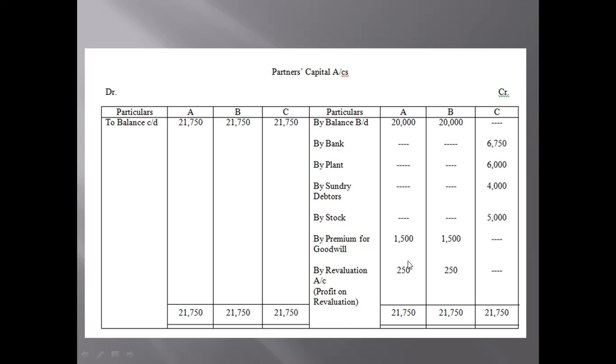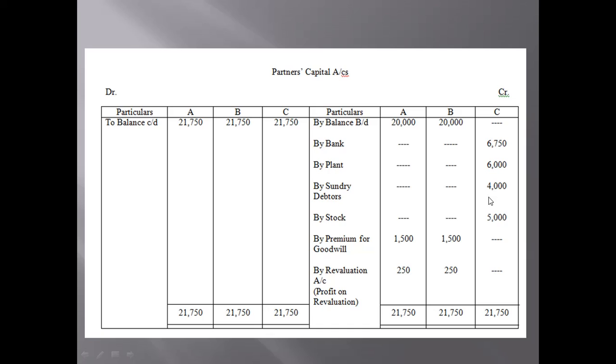And as per the question, there is no more adjustment left, isn't it? So we have to do the sum total, just like we did in question number 46. Just do the addition, get the total amount 21,750 for both A and B. Write the amounts here, and the same amount will be carried as the balance CD.